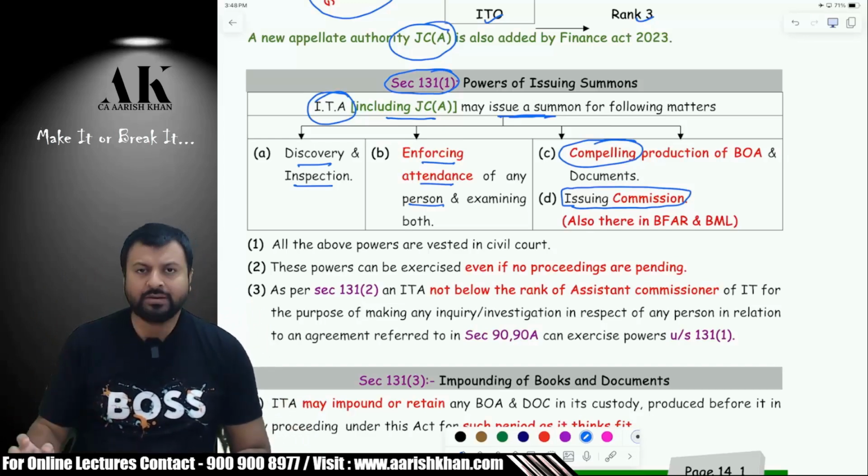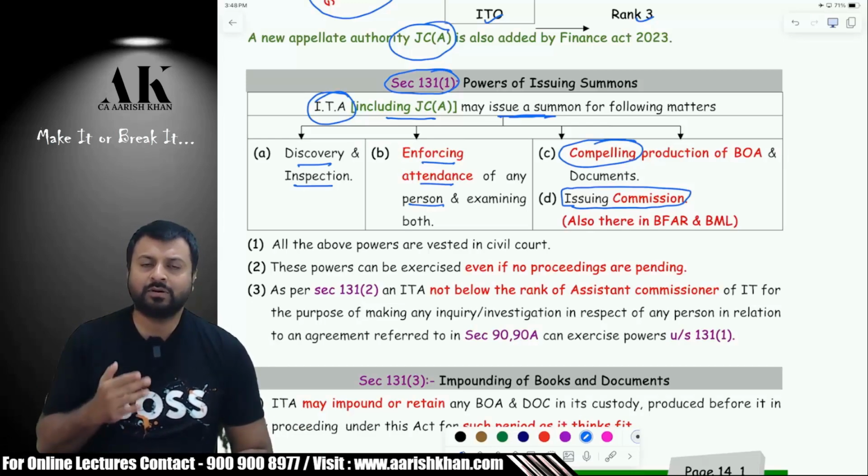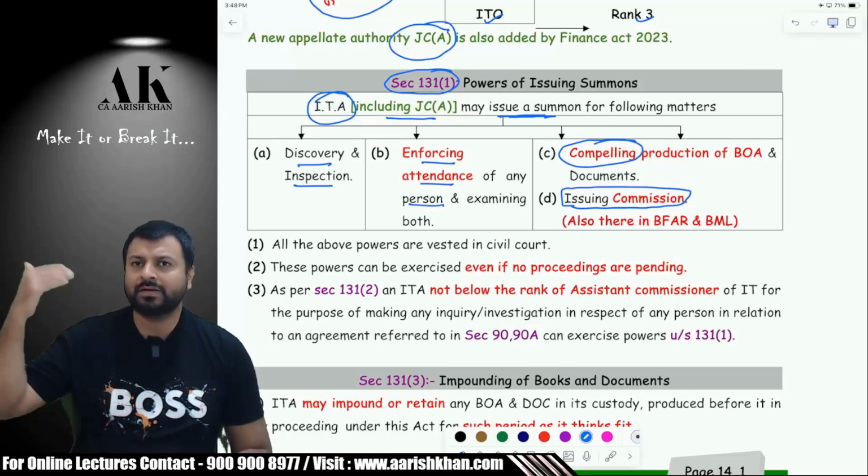So issuing commission means what? Suppose there is a Bombay High Court and the Bombay High Court wants to issue summon to a person located in Delhi.